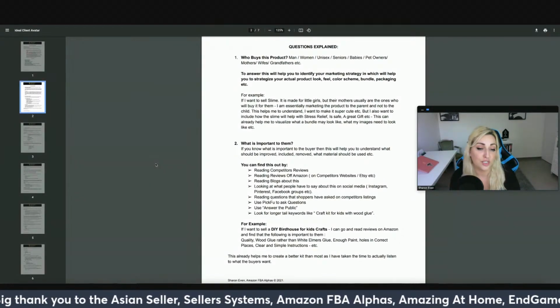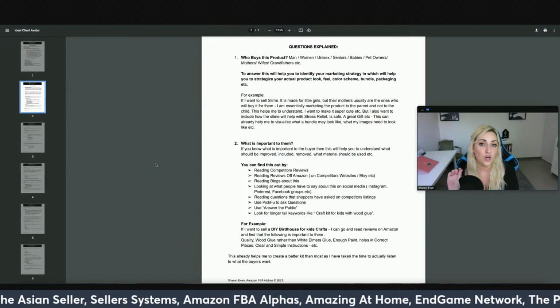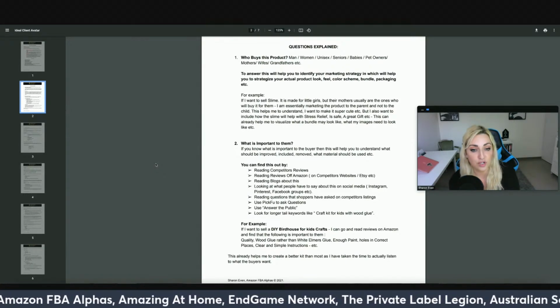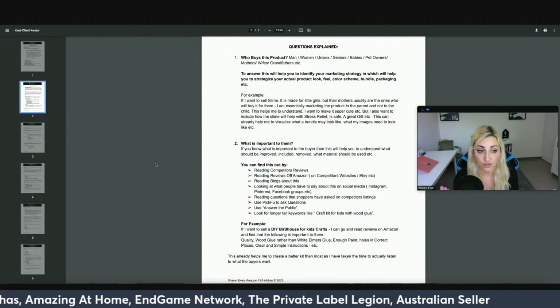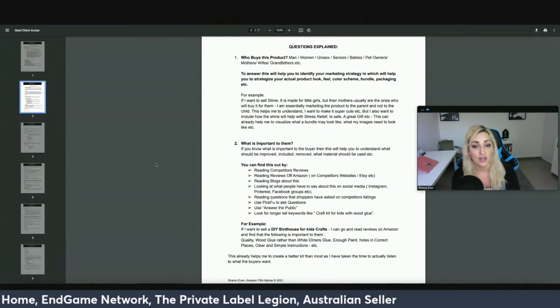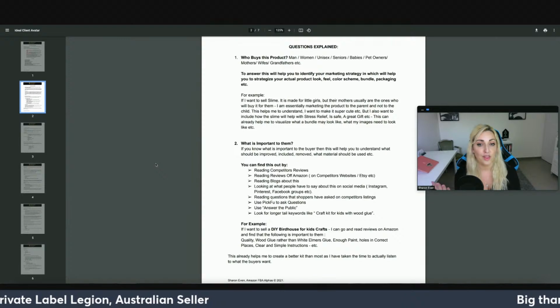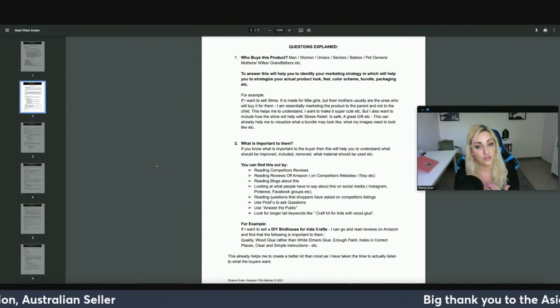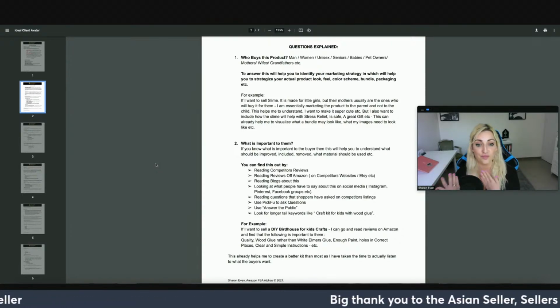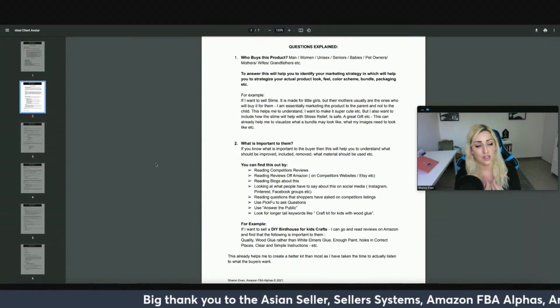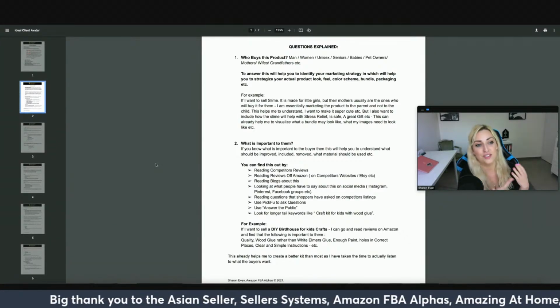This can already help me to visualize what the bundle needs to look like and what my images need to look like. So what I'm saying here is we need to understand who is the buyer who buys this product, and also who is the receiver who actually receives the product. Sometimes you need to show 2 different things in your images. One, what the product is going to look like for the end receiver of the product, and how this is helping the buyer, the person that's buying the product as well.